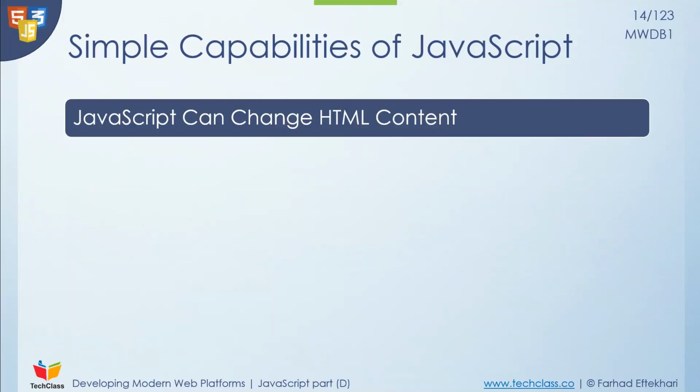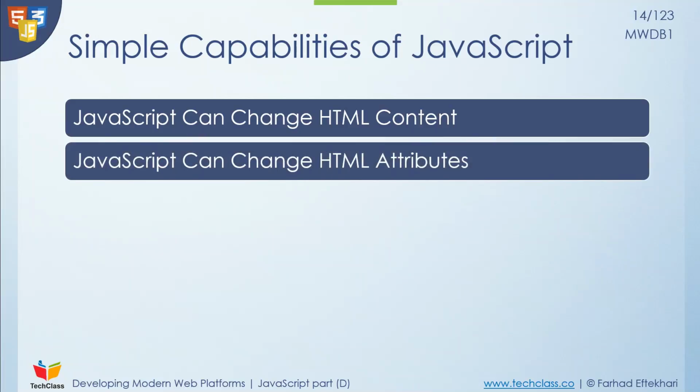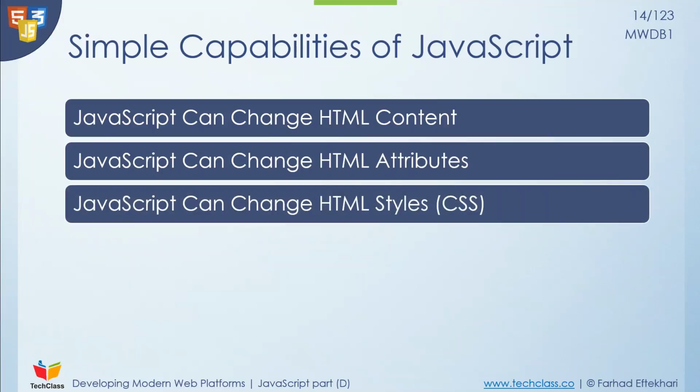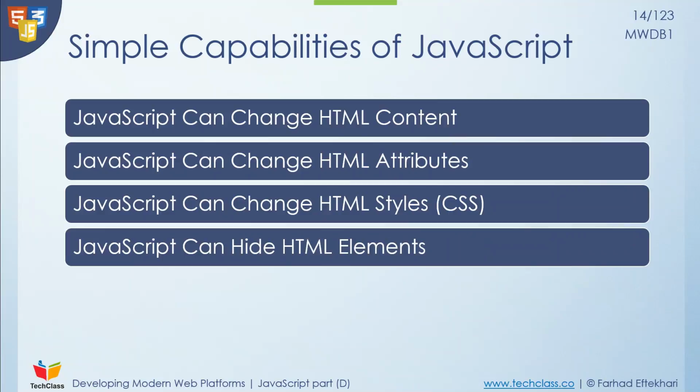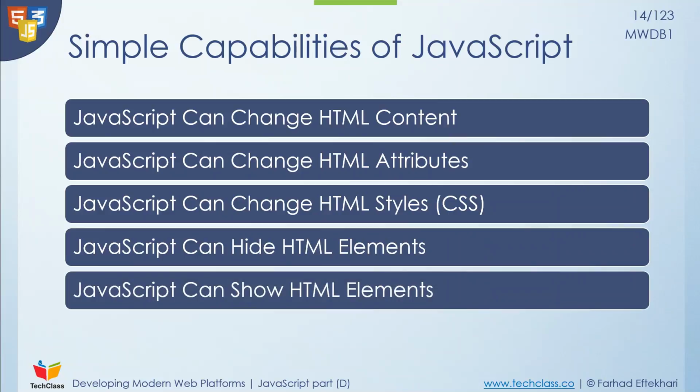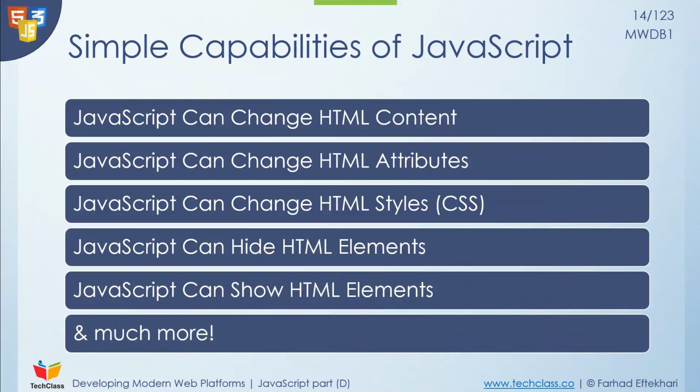Alright, so let's see what the simple capabilities of JavaScript are. First of all, JavaScript can change HTML content. JavaScript can change HTML attributes, as you got familiar with in the HTML part of the course. And JavaScript can change HTML styles as well, like the CSS styles that you got familiar with in the previous part, the CSS part of the course. JavaScript can hide HTML elements, which is also very handy. And JavaScript can show HTML elements as well, and much more that you can benefit from by using JavaScript.